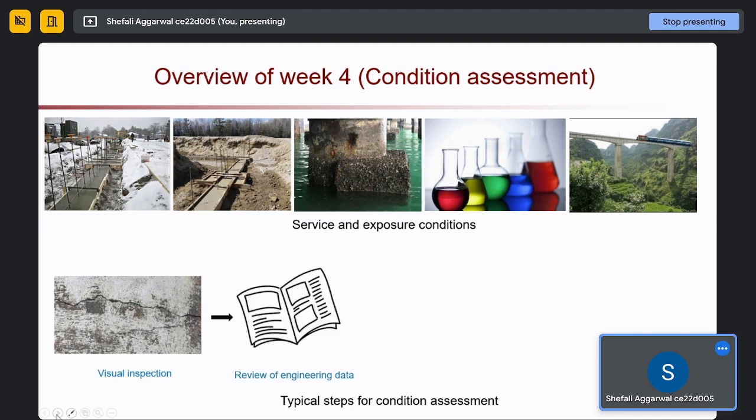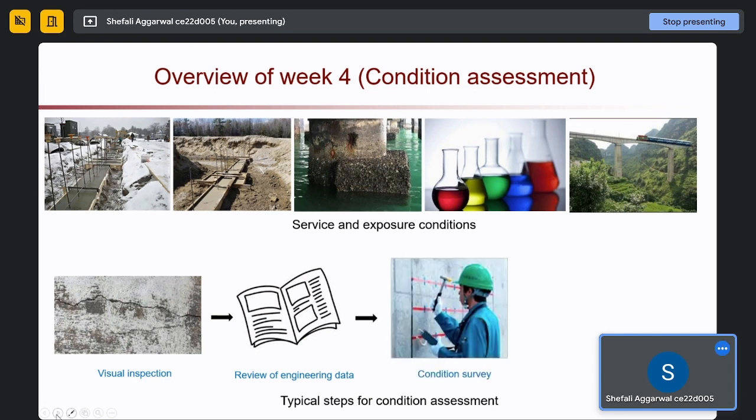The second step is review of the engineering data. All the history of that structure needs to be studied, mainly its construction period, how much repair has already been done, and what was done previously. And next is the condition survey.